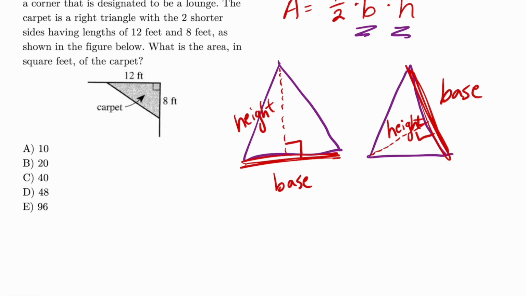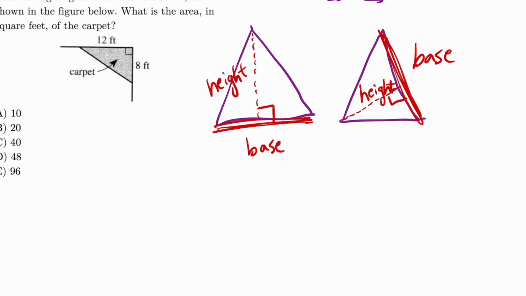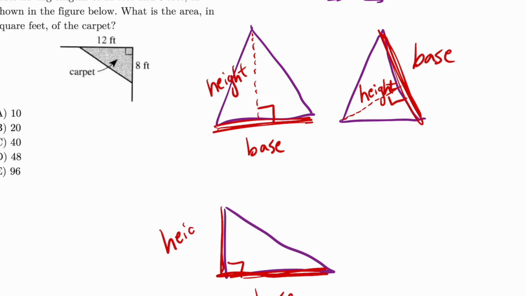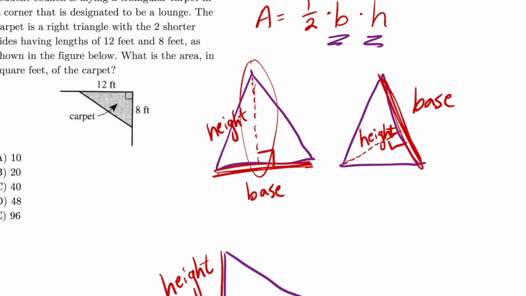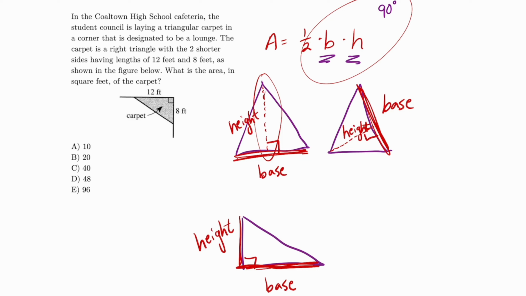Now, with right triangles, that is kind of a special case because, let's say this is the base down here, the base is one of the sides of the triangle. The height is also a side of the triangle because it is in fact perpendicular to the base. So for most triangles, the height is just an imaginary line that we draw through the triangle. But in a right triangle, the height can actually be one of the other sides because again, base and height just have to be perpendicular. They have to form a 90-degree angle. And in a right triangle, those two sides are perpendicular.